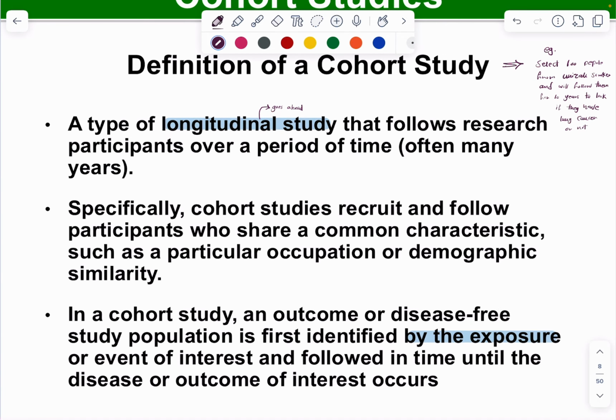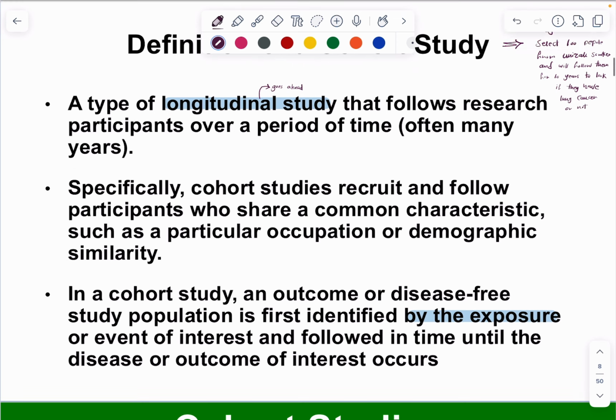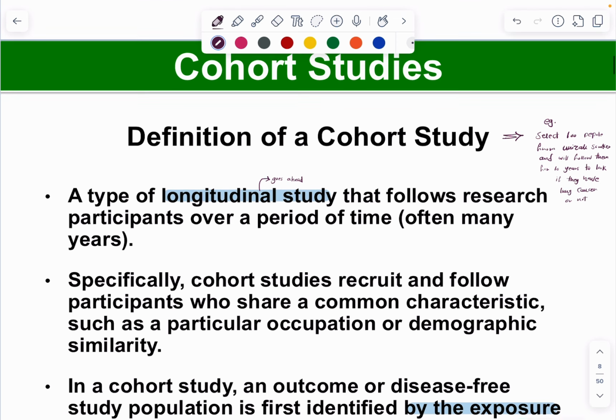Like for example, I said smokers: we collected the data, we took them as the participants. At the second point, I'll go to them after maybe 6 months, then after a further 6 months. So this is called follow-up. After every 6 months I have the follow-up till they develop the disease, like till 10 years. So the second characteristic of this study is the follow-up. It always goes from exposure to outcome. Second, it has the follow-up. It will always have the follow-up.